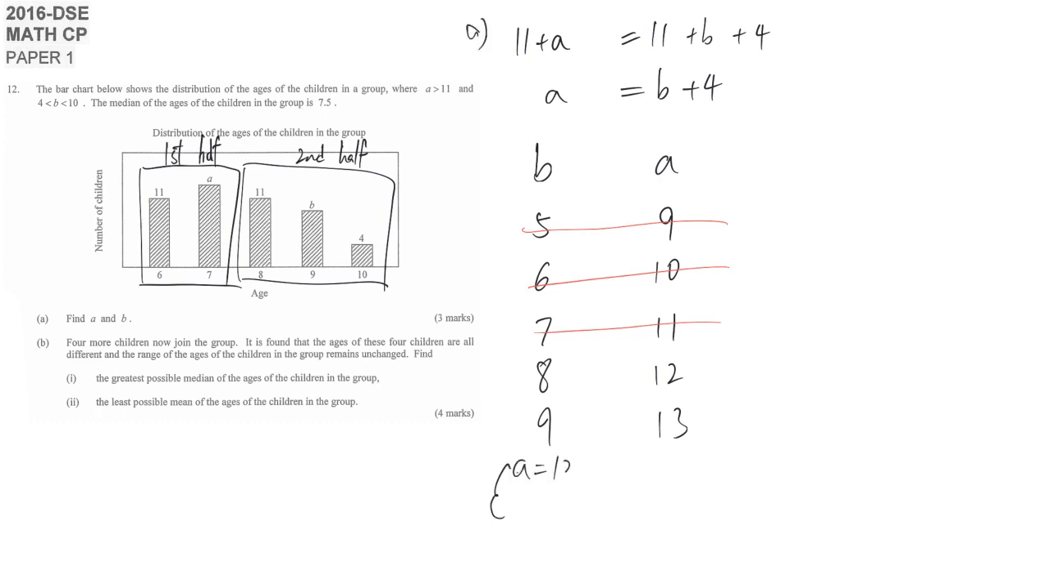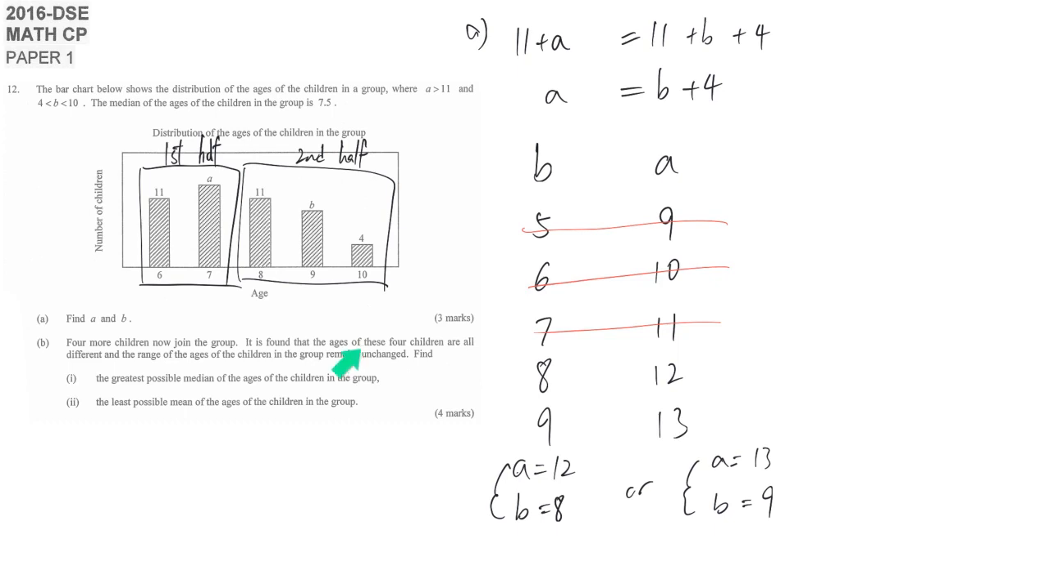A is equal to 12, B is equal to 8. Or the second case, A is equal to 13, while B is equal to 9. Beware that you must write down this symbol. This symbol means n, so we know this is one group of data. And the second case is like this. It's totally fine that we have more than one solution to fulfill the requirement. That's our answer for part A.